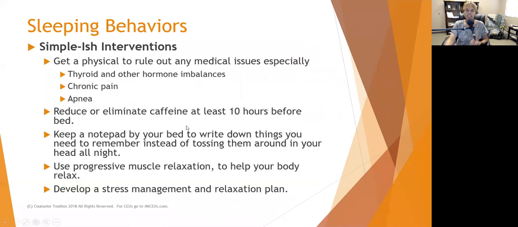Simple-ish interventions. Get a physical to rule out any medical issues, especially thyroid and hormone imbalances, anything that's causing chronic pain or apnea. Reduce or eliminate caffeine at least 8 hours. It says 10 here, but that's not realistic for a lot of people. At least 8 hours before bed, and that includes chocolate, Diet Coke, Diet Pepsi, Dr. Pepper, anything like that. Keep a notepad by your bed to write down things. Use progressive muscular relaxation to help your body relax, and develop a stress management and relaxation plan.